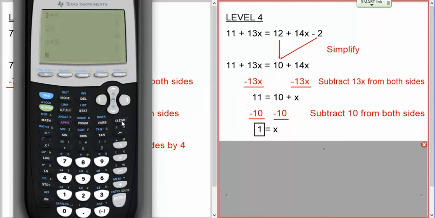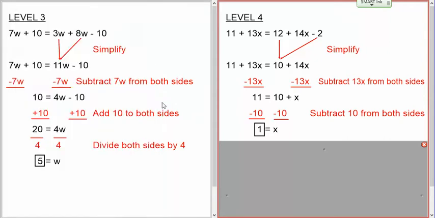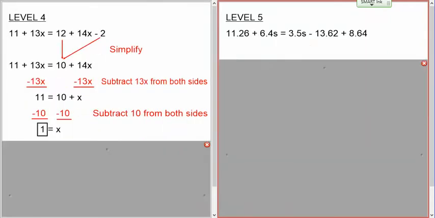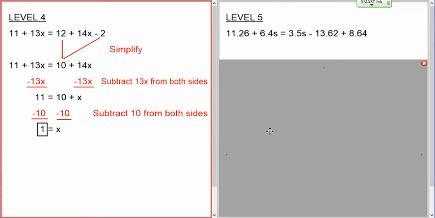All right, here's what we're going to do. We're going to type in the left side, 11 plus 13x. That gives me this. And 12 plus 14x minus 2 should give me the same value. It does, that means I've got the right value. So, if I just put 11 plus 13 and then parentheses a 1 right there, I don't have to use a calculator to check my answers either. I can use some mental math, but all right.